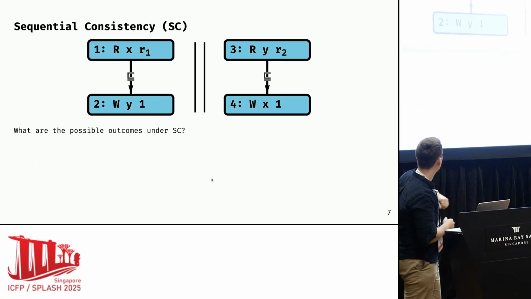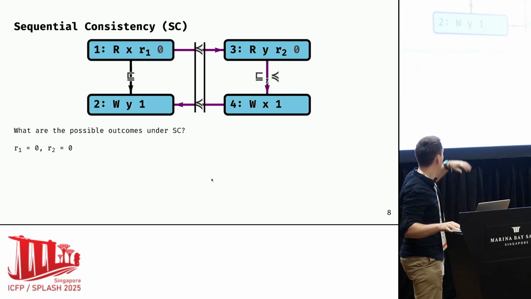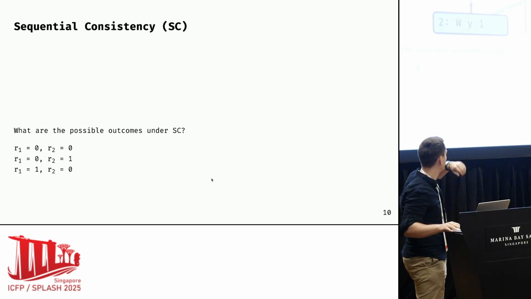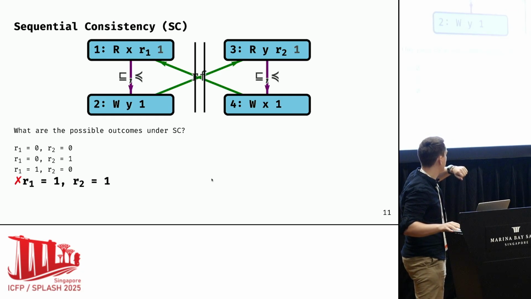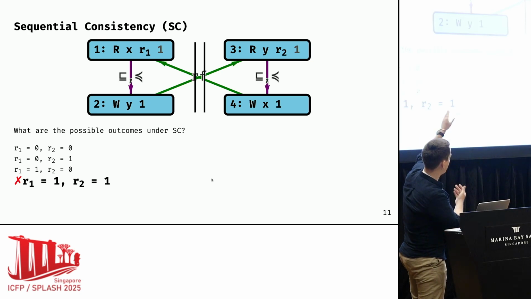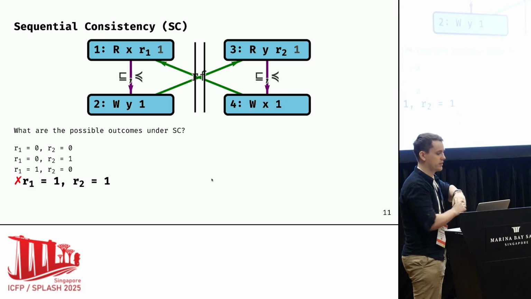So what are the possible values under SC? We can read before we do any writes. We can perform one write before we do a read, and like this. But we cannot have the outcome of 1-1 because this requires us to perform the writes before the reads, and we get this cycle, so we no longer have a total order.